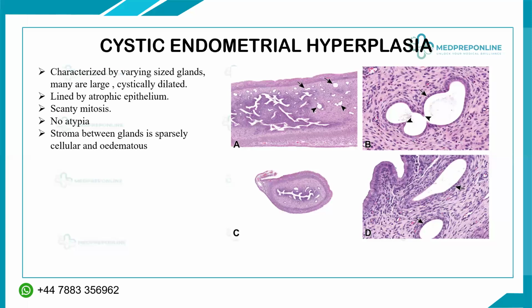It is characterized by varying sized glands. You can see not one gland has a uniform size. They are large, cystically dilated, and you can see the epithelium is very thinly lined, atrophic. Very scanty mitosis is there, and there are no atypical features. So it resembles the parent epithelium, but they have some cystic glandular changes. And you can see now the stroma, which is present in between the glands, has become very sparse, not as you see in diagram A, and it has become edematous.